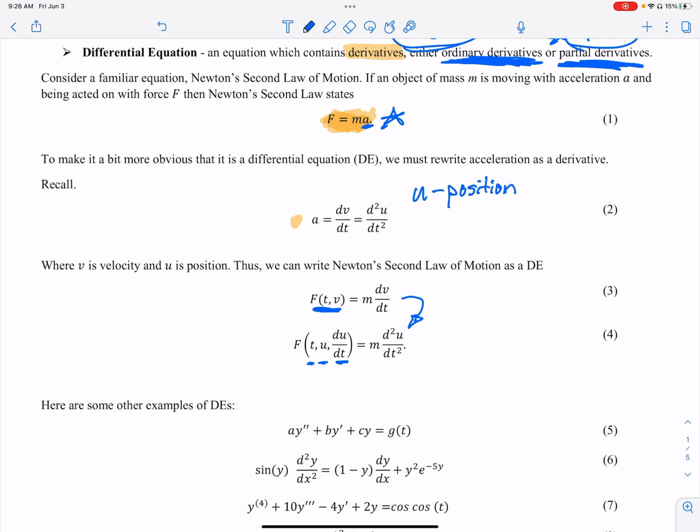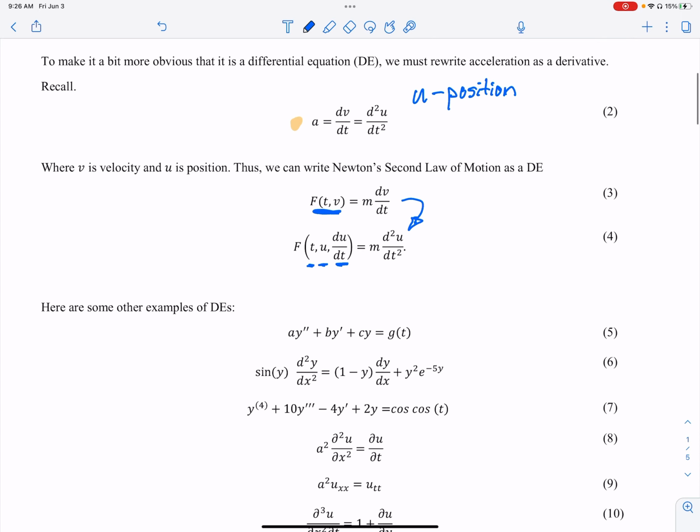All you need to know is that differential equations show up quite a bit. They're in our laws, they're in our formulas. We need to start working with them and figuring out techniques to solve these things. So here are some examples of DEs.